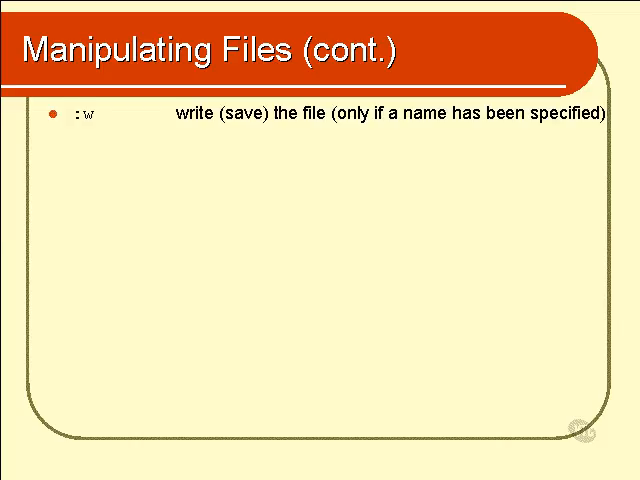:W. If you're used to perhaps a Windows-based text editor or word processor, it just does a save, but we think of it as writing the file. Now that will only work if a name has been specified.